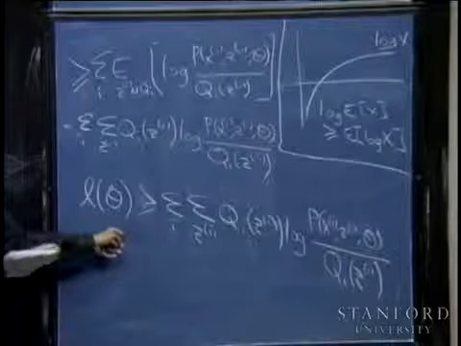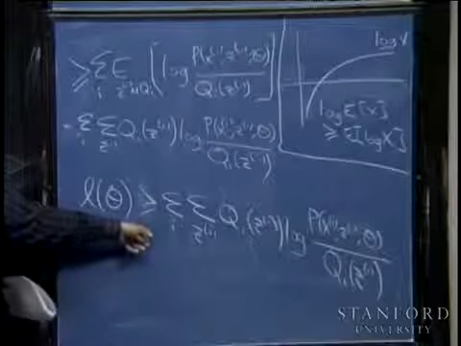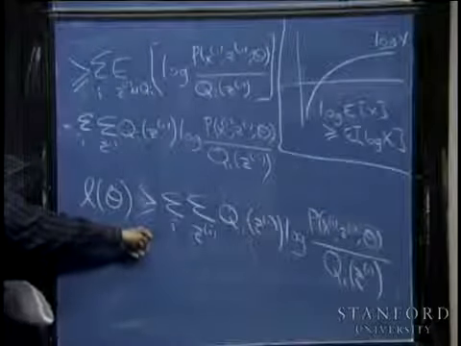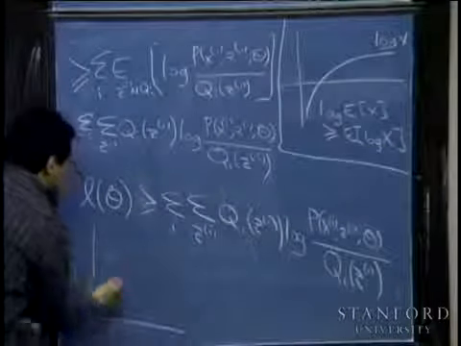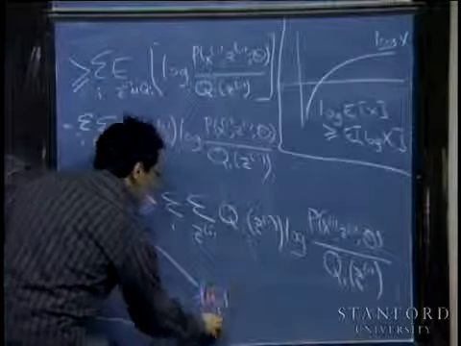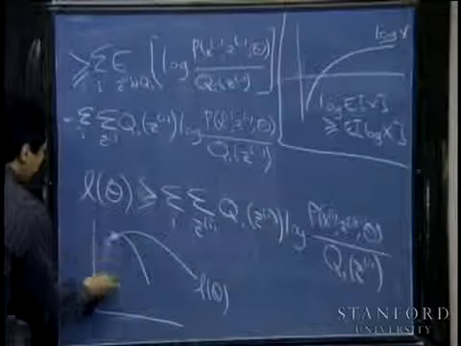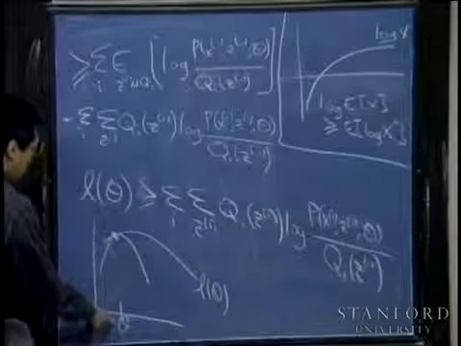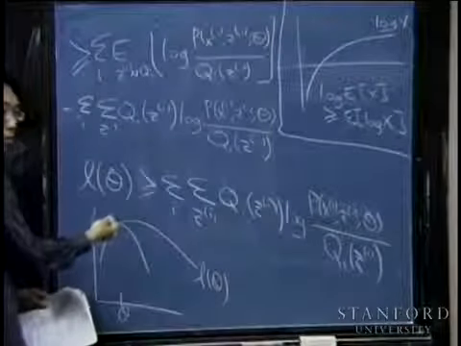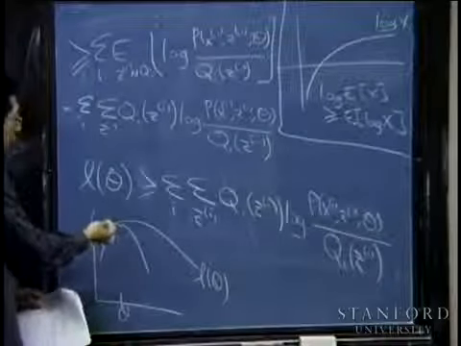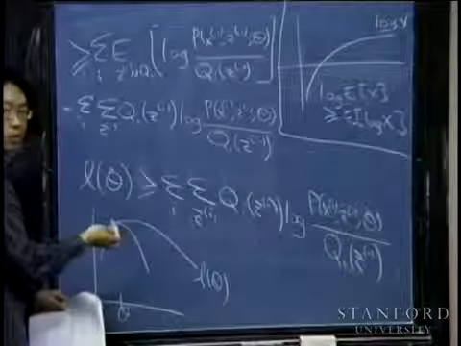Now, the last piece we want for this lower bound is that we actually want this inequality to hold with equality for the current value of theta. Just referring back to the previous cartoon, if this was the log likelihood of theta, we then construct some lower bound of it, some function of theta, and if this is my current value for theta, then I want my lower bound to be tight, or equal to the log likelihood of theta, because that's what I need to guarantee that when I optimize my lower bound, I'll actually do even better on the true objective function.